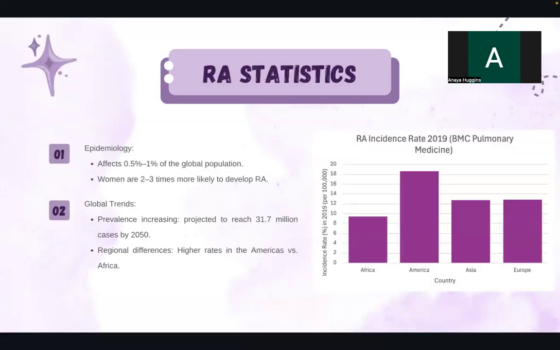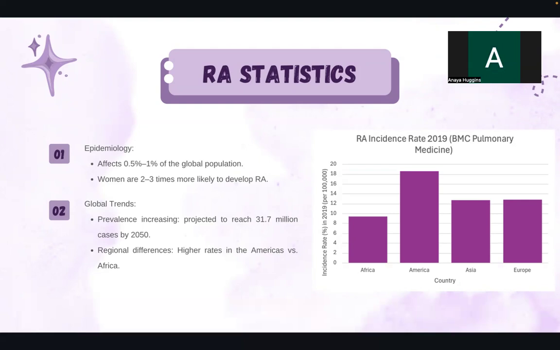Let's take a look at some of these statistics that I found. We're going to look at these points that I made in terms of epidemiology and global trends, but we're also going to look at this graph that I made from a source from the BMC Pulmonary Medicine that I used in my paper. So RA affects approximately 0.5 to 1% of the global population, with women being 2 to 3 times more likely to develop it than men. This gender disparity may be linked to hormonal factors. Over the past 3 decades, the global prevalence of RA has risen by over 14%, which is a concerning trend that underscores the need for awareness and action.